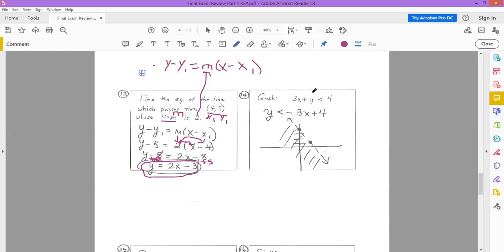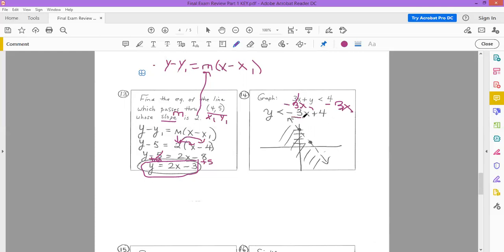Example 14, we're graphing this inequality, and the inequality isn't written in slope-intercept form. We don't have y by itself on the left side. So we're going to subtract 3x from both sides of this inequality, and we'll get y on the left side less than negative 3x plus 4.